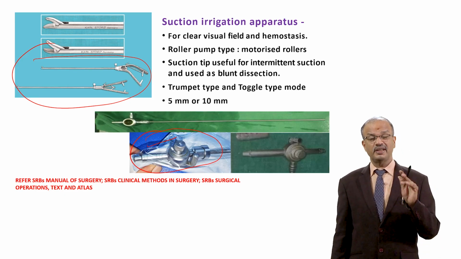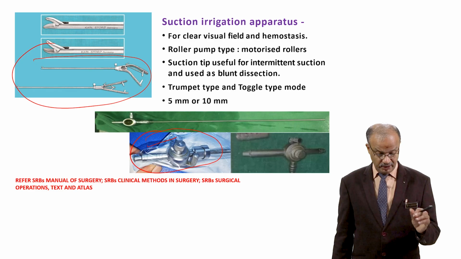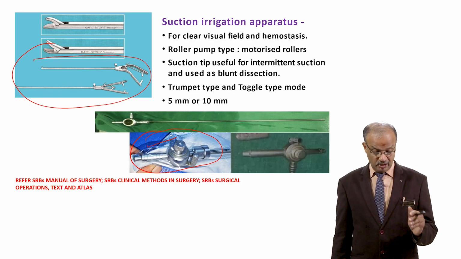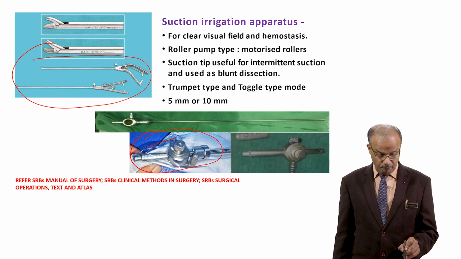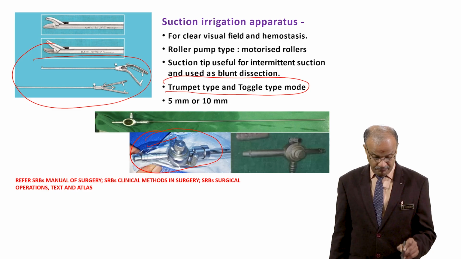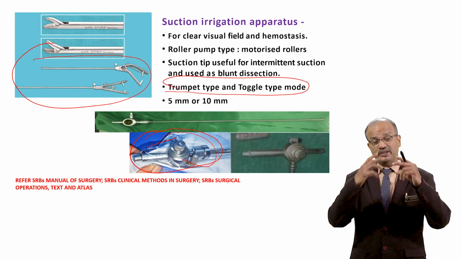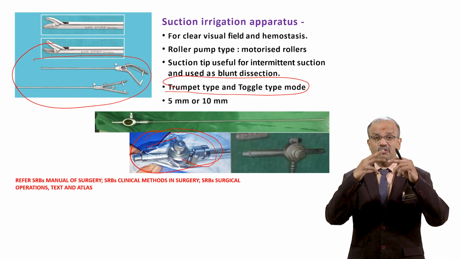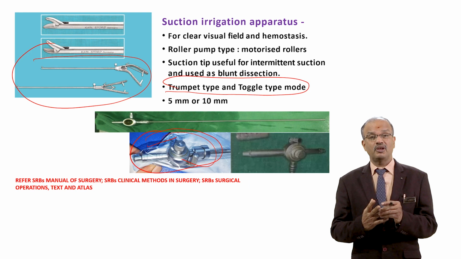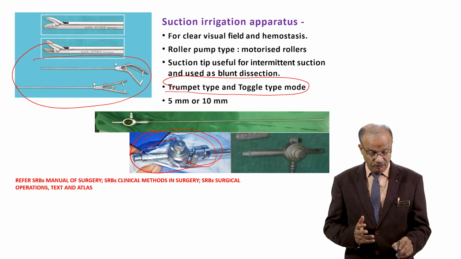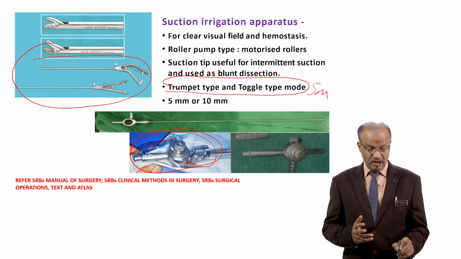Suction is important to clear the view, so visualization is better. The suction tip should not get blocked. Two types are there, trumpet type and toggle type. This is the toggle type. Trumpet is like this. That's also very stout. Usually 10 mm trumpet types are available, whereas the toggle type is usually 5 mm. 5 mm, 10 mm both.